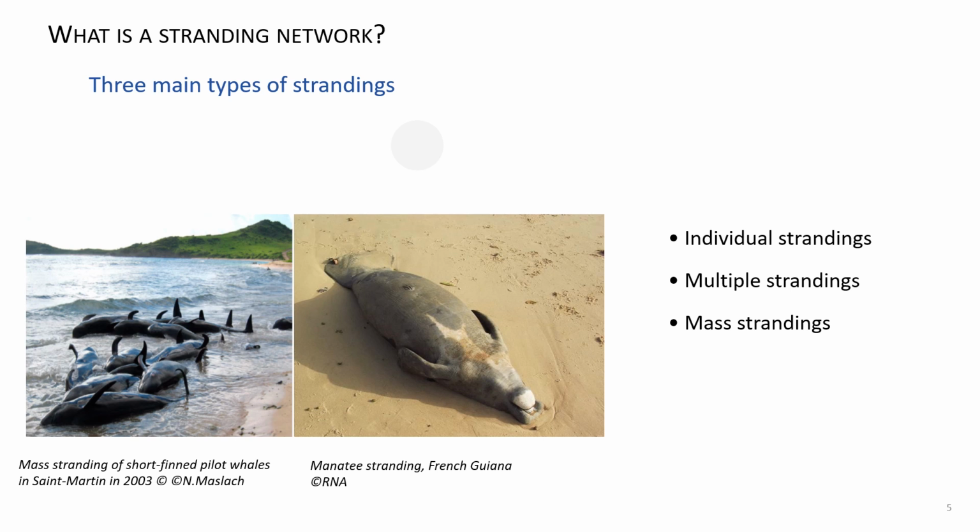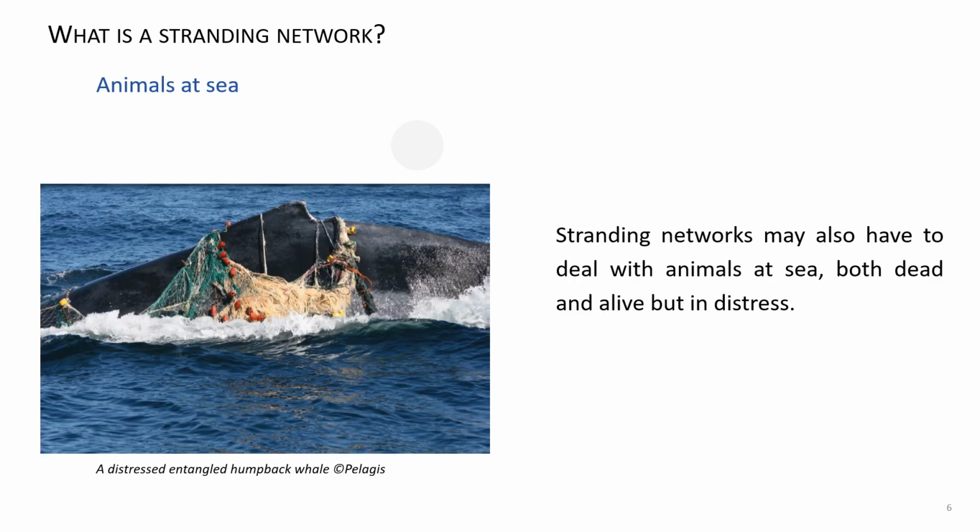In most places, most stranded animals are dead. In the French Caribbean, since 2010, among 68 recorded strandings, only 7 involved alive animals. Stranding networks may also have to deal with animals at sea, both dead and alive, but in distress. Distressed animals are often trapped in a coastal infrastructure or entangled in marine debris, such as fishing gear.